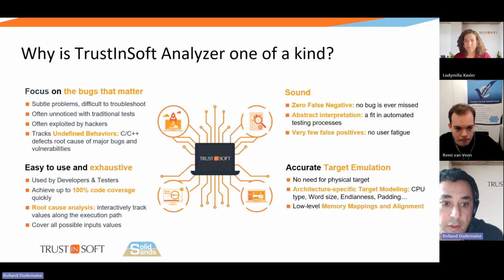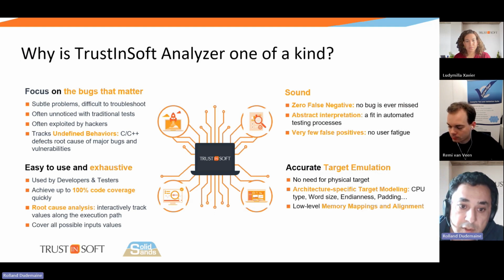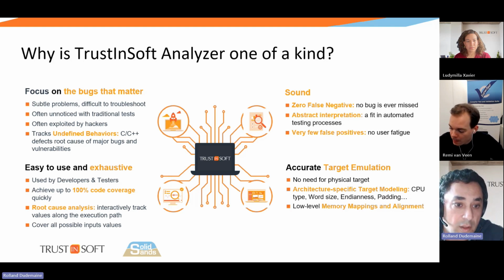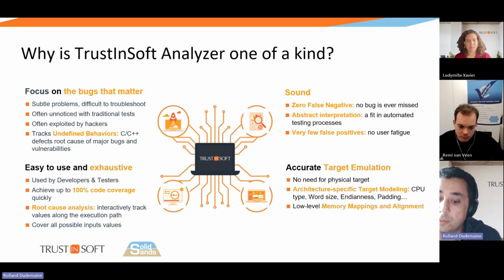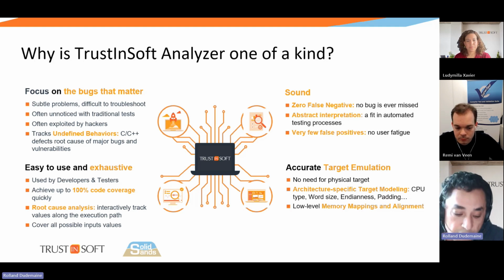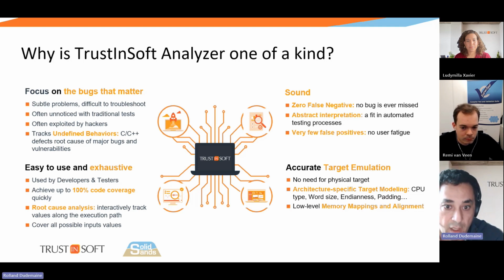What makes TrustInSoft Analyzer very specific? Well, as I said, it focuses on the difficult issues that are not necessarily the functional issues that you define in an arbitrary way as the main function of your device, but actually it focuses on the other issues, the unintended behaviors that would be happening in your software when you run it in the field, and that are generally named in C, C++ undefined behaviors. And those would be typically buffer overflows, arithmetic overflows, memory corruptions, and so on. The tool has one important property, which is soundness. Soundness means that the logic applied by the tool makes it capable to catch all the issues evaluated. So no bug is ever missed.